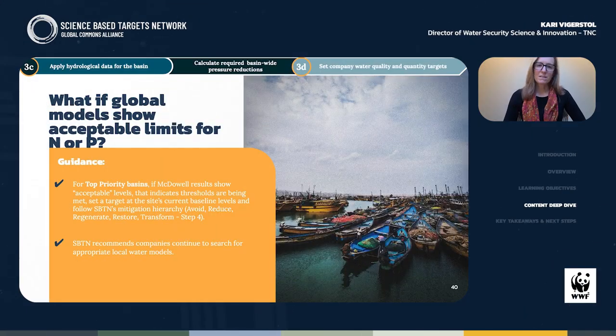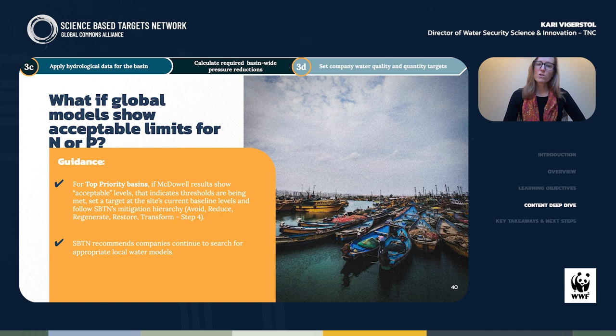For top priority basins, if the McDowell map shows acceptable levels, that indicates thresholds are being met. So we can set a target at the site's current baseline level and follow SBTN's mitigation hierarchy. We recommend companies continue to search for appropriate local water models. Once the SBTN Basin Threshold tool is published, the company will consult the tool annually to see if a local water modeling approach has been included.